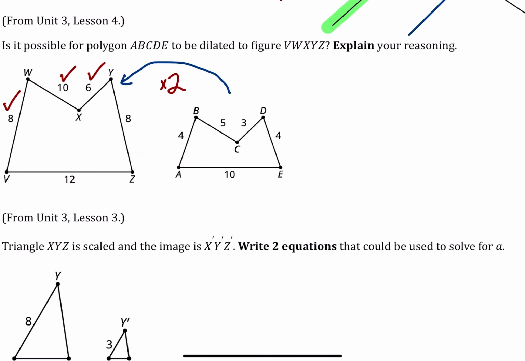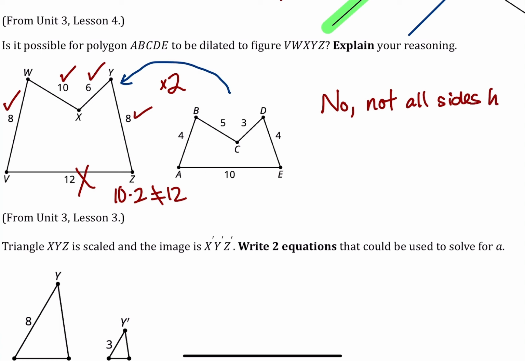I don't think that 10 times 2 makes 12. So 10 times 2 is not equal to 12. But the rest work, like 4 times 2 makes 8. So we're going to say no, not all sides have the same scale factor, because we were checking with a scale factor of 2.